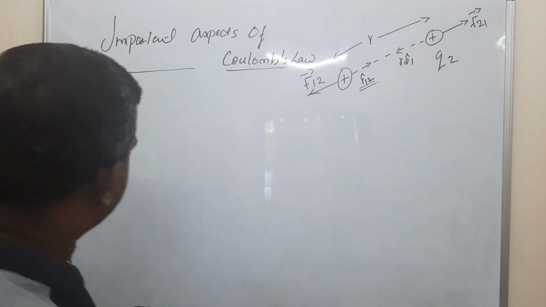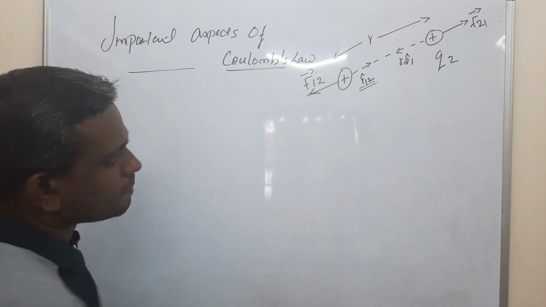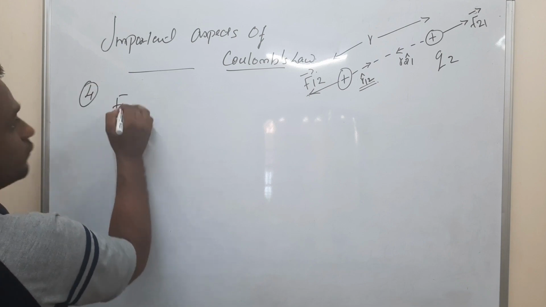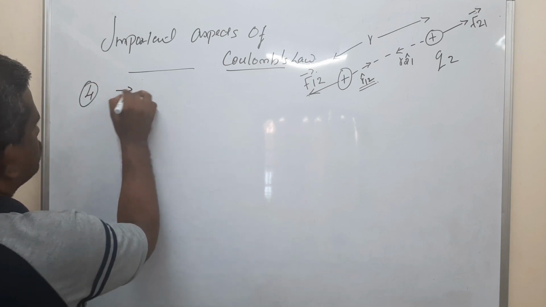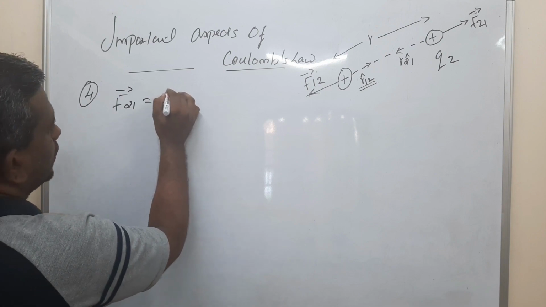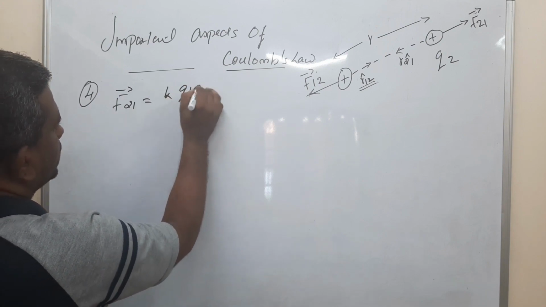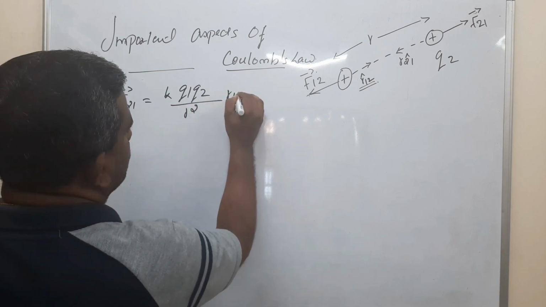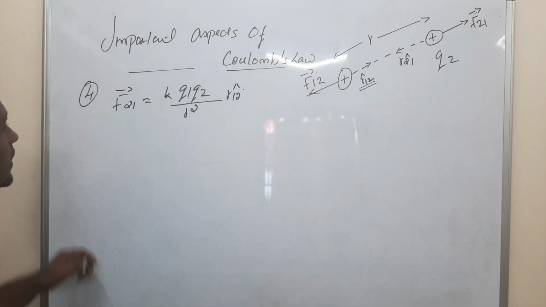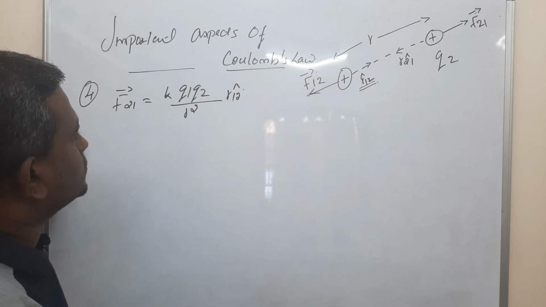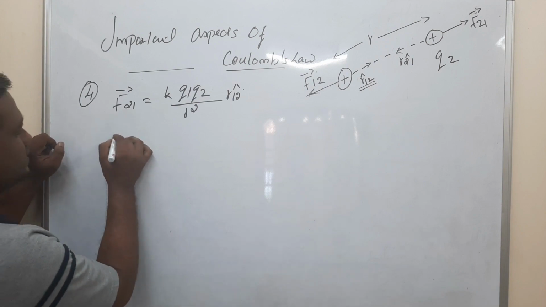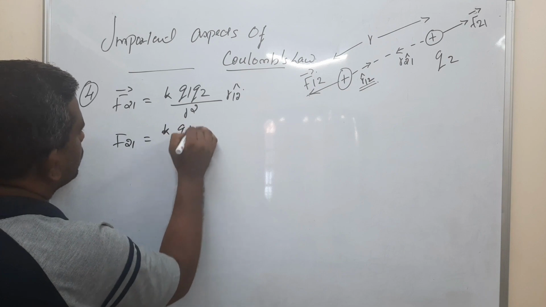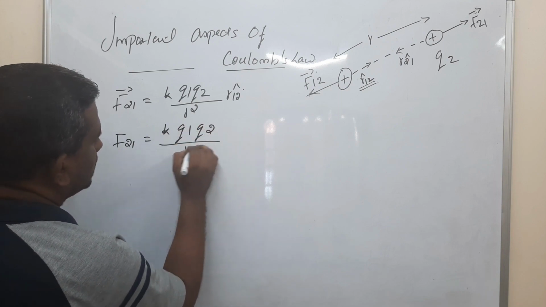For fourth point என்ன அப்படினா, F21 vector is equal to k into q1 q2 by r square into r12 cap. Okay, r12 cap. So suppose if you write the magnitude form, என்ன எழுதலாம், F21 is equal to k into q1 q2 by r square.